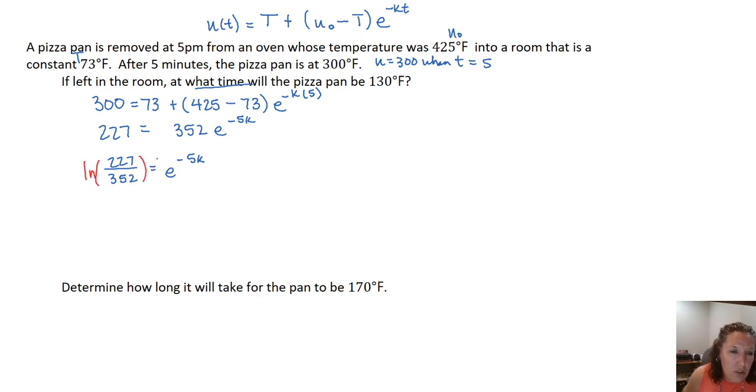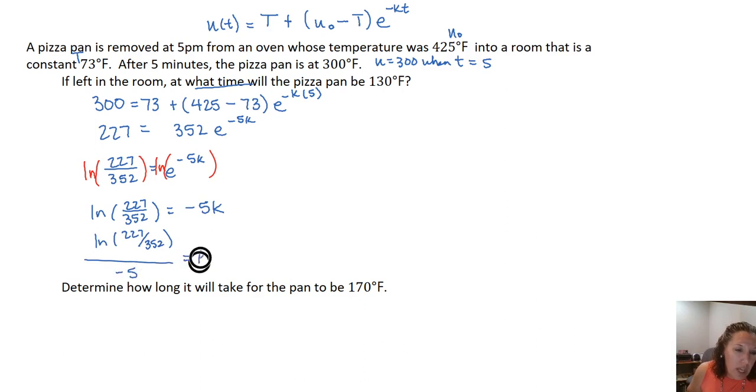And we need to get that exponent down. So let's take the natural log of both sides. So we get the natural log of 227 over 352. The natural log and the exponential base e are going to cancel out, so we're left with just that exponent. So we get the natural log of 227 over 352, all of that over negative 5. So that is our K value. That's a constant that is telling us how fast the pizza pan is changing in temperature.